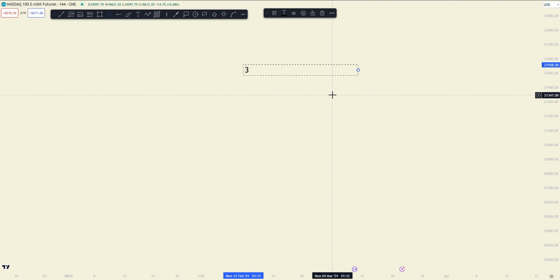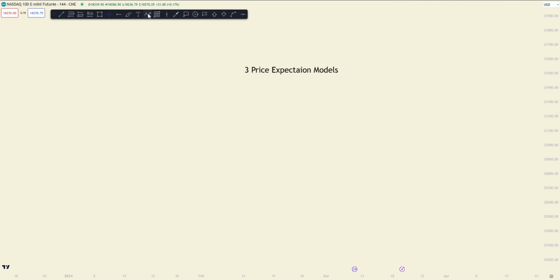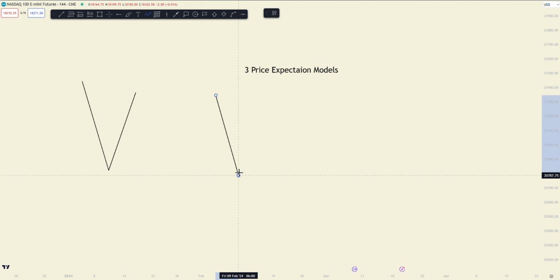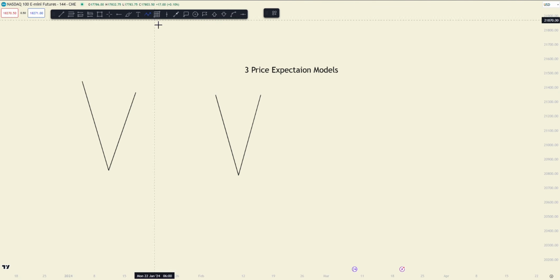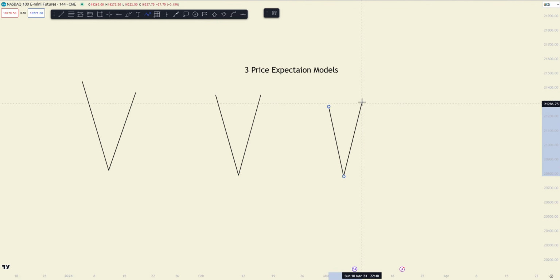Here's my three price expectation models. And they're very, very simple. And one happens significantly more than the other. So here's our first model. And I always draw it from this because I typically take bullish trades. There. Our second model is going to look like this. And our third model is going to look like this.